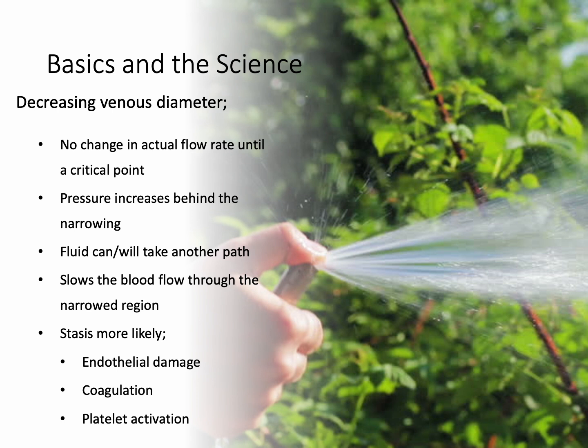Therefore, from this picture, you can see with the thumb over the end of the hose, if we obstruct flow at a certain point, we get a buildup of pressure behind the thumb, but we also get a risk of increased flow or pressure on the other side as blood or fluid is forced through that narrowed stricture.